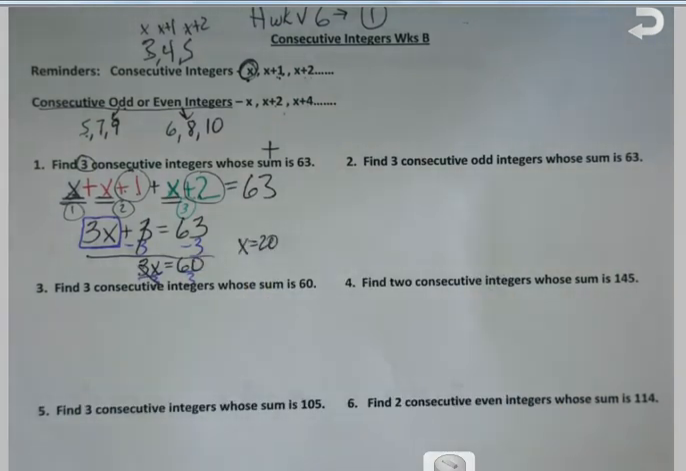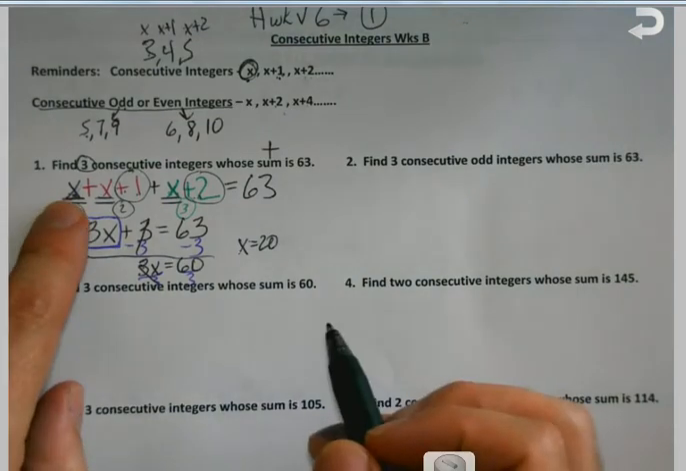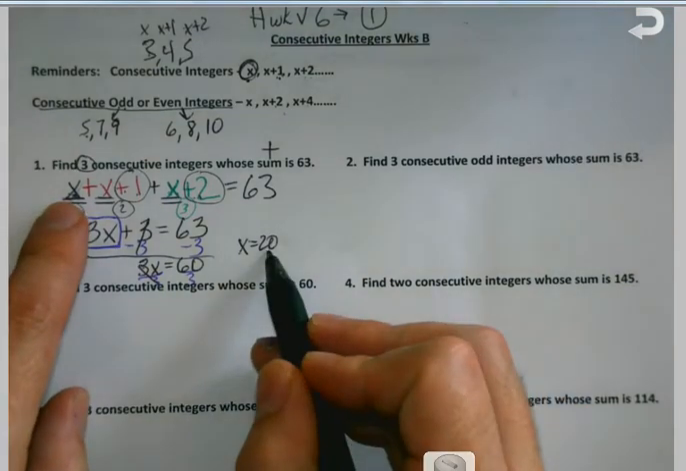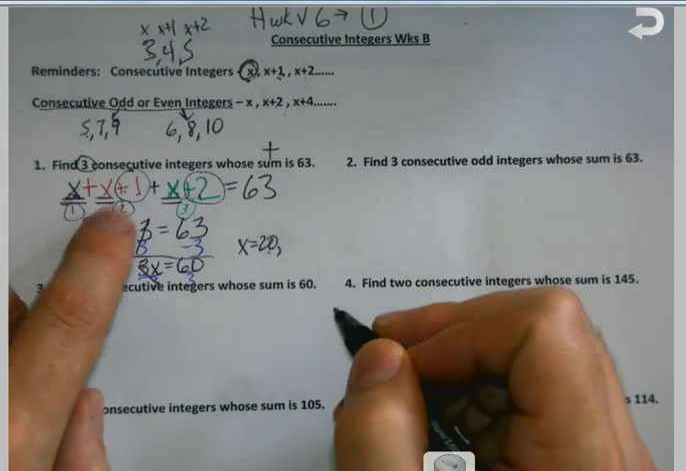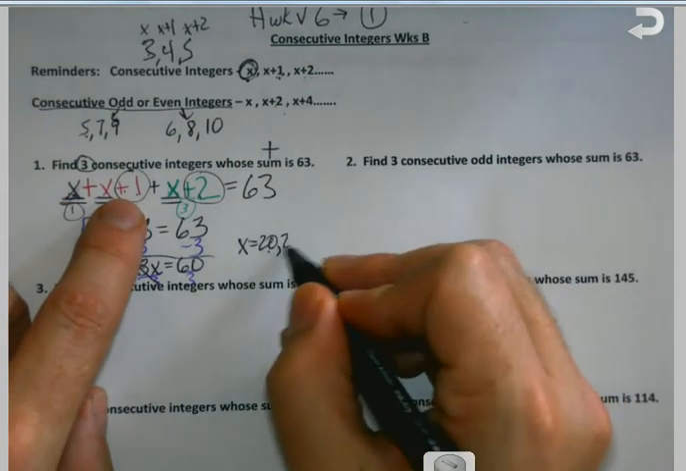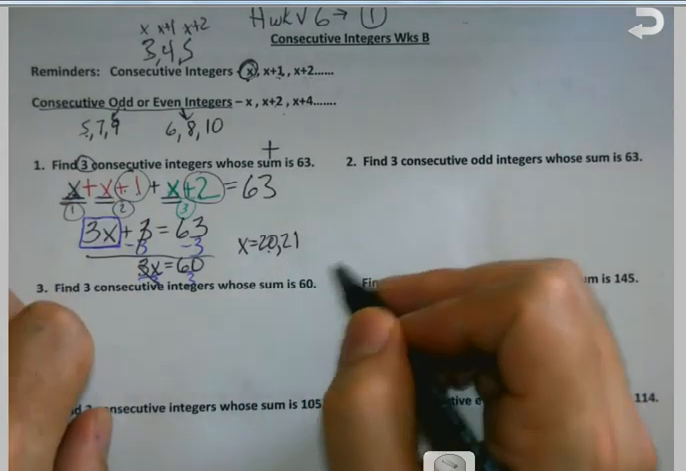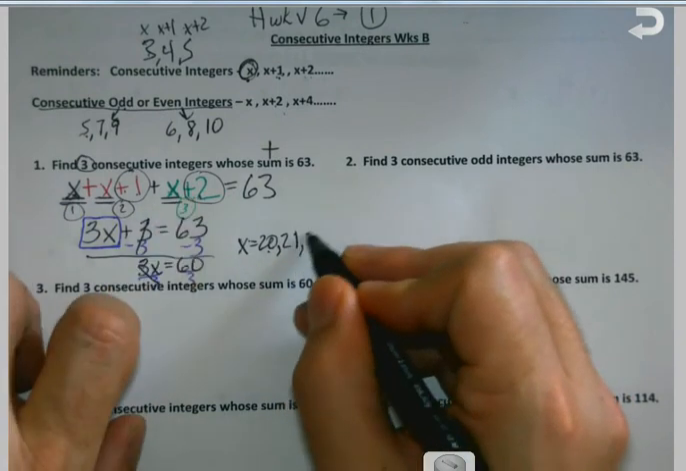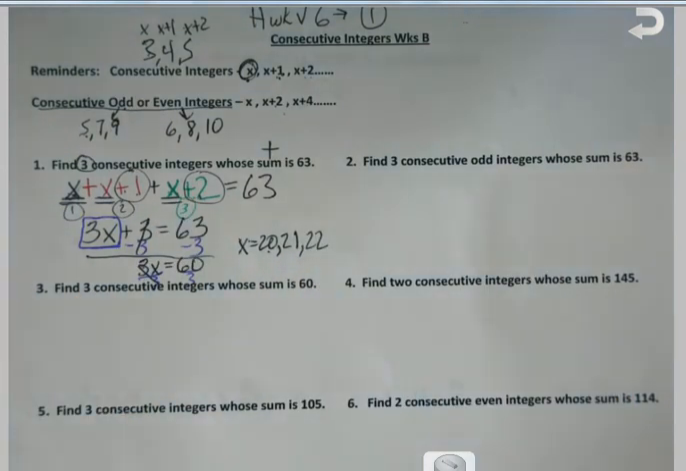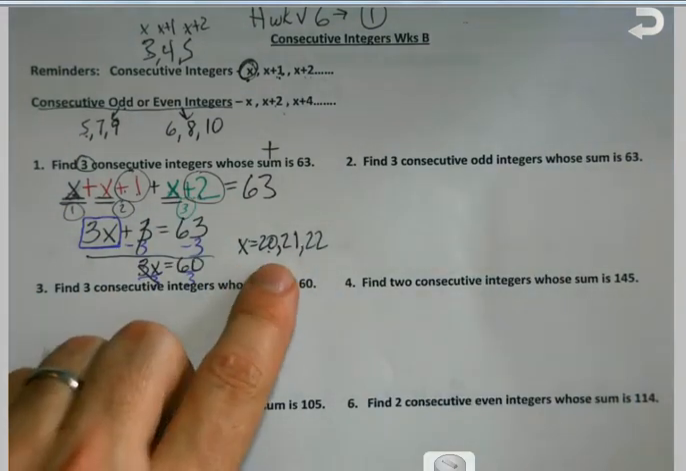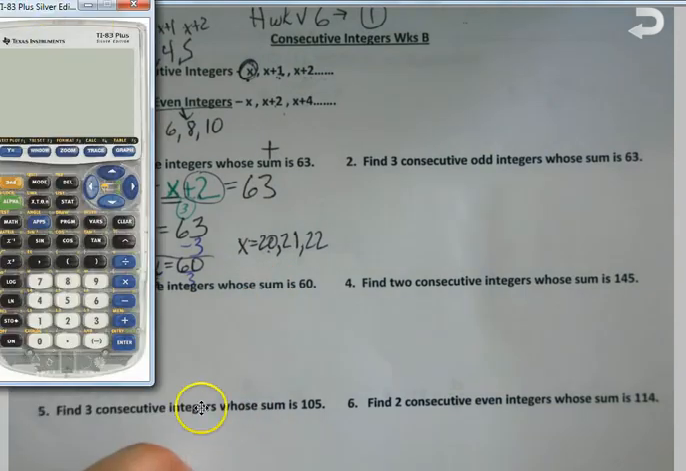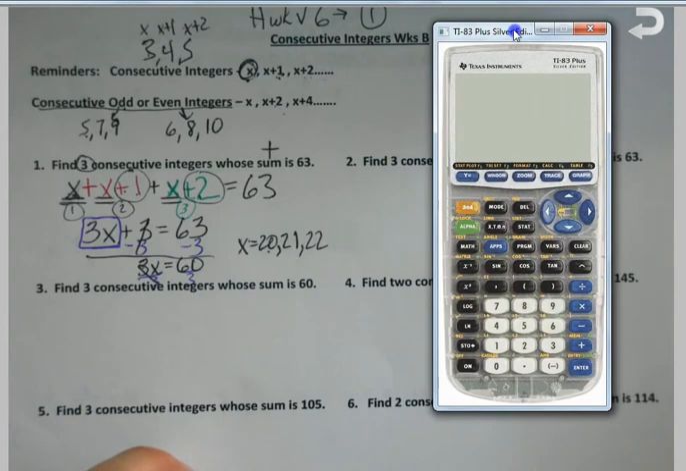Now that's most of what I need for my answer. Because remember, that's my x. So if 20 is my x, to get my next number, I add 1 to it, which would be 21. To get my next number, I add 2 to that. And if I look at this, does 20 plus 21 plus 22 equal the sum that I'm looking for, my 63?